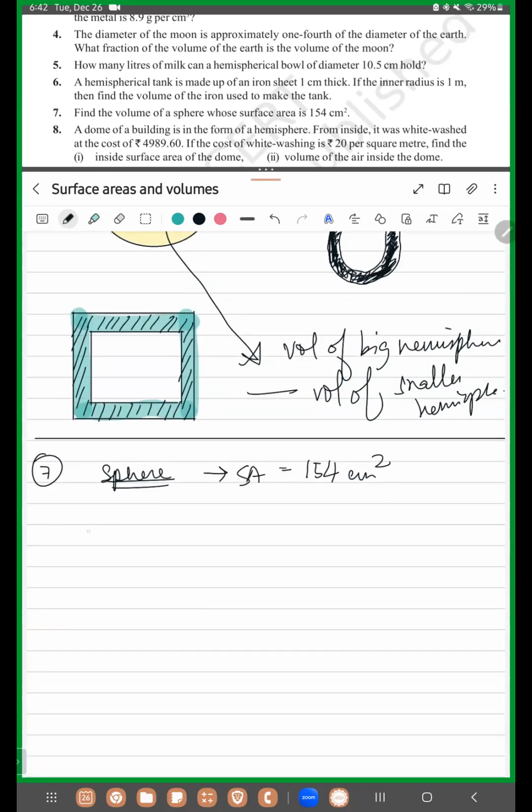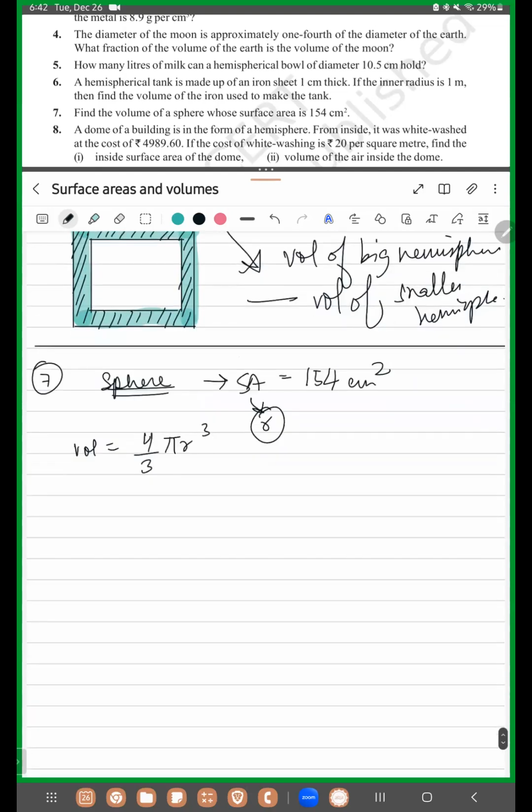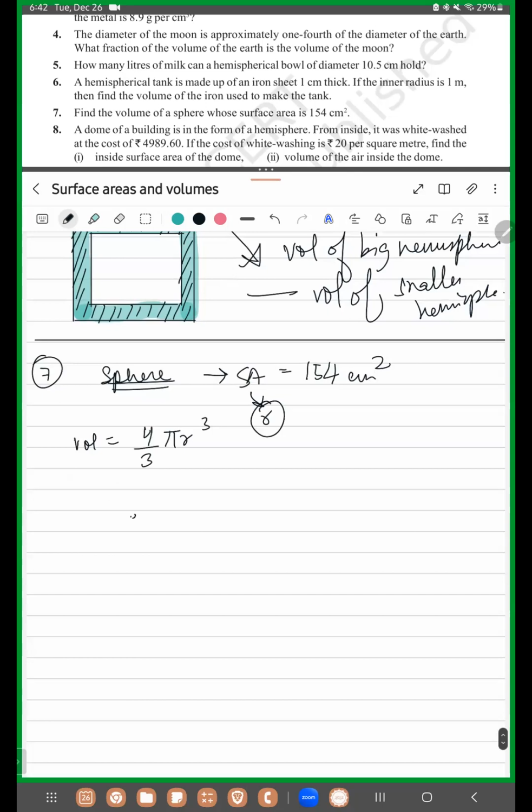So how do we find the volume? Volume we know: for a sphere, it is 4 by 3 pi r cube. But we don't know r. So maybe we can find out r from the surface area. So what we'll do here first is write that the surface area is given as 154 centimeter square, right? This is given.